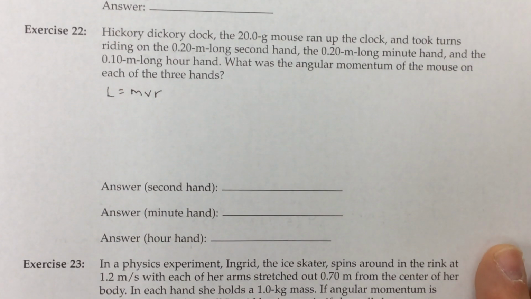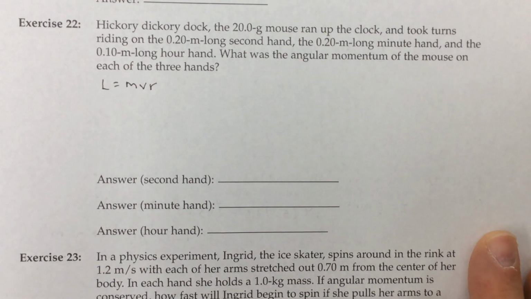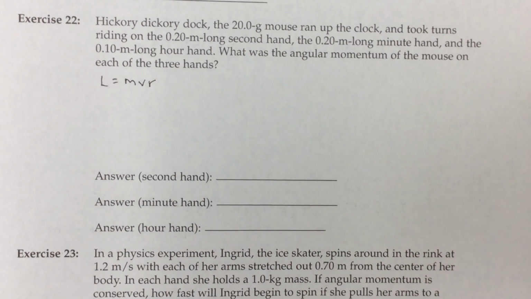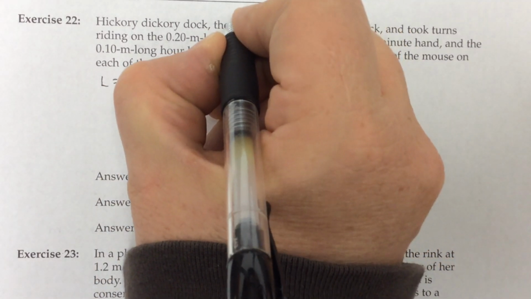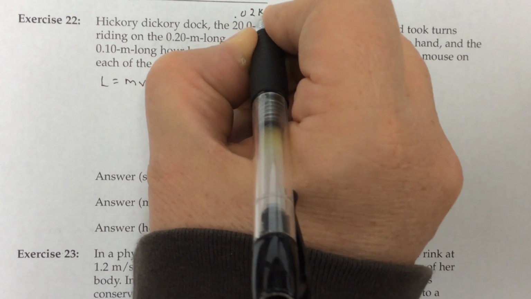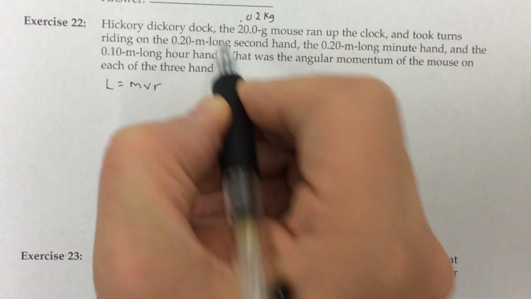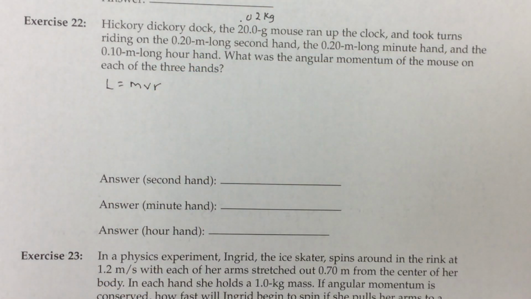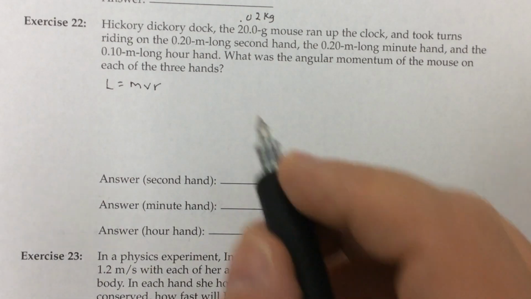Okay, hickory dickory dock. The 20-gram mouse ran up the clock. First of all, I want to know how big he is, his mass. You're going to have to turn that into kilograms, so it's going to be 0.02 kilograms, because you're going to have to move it 3 places to make it into kilograms.